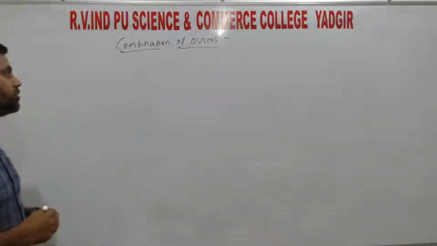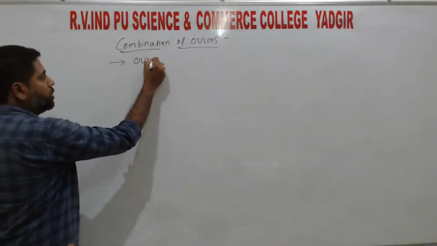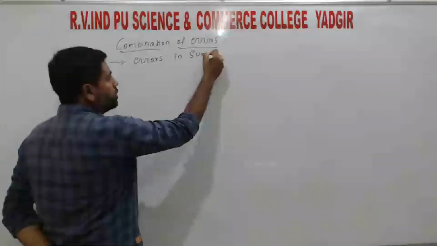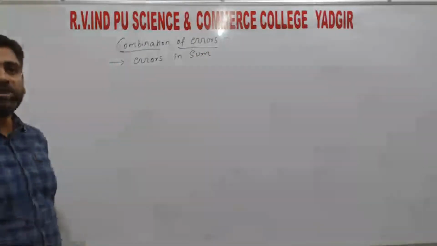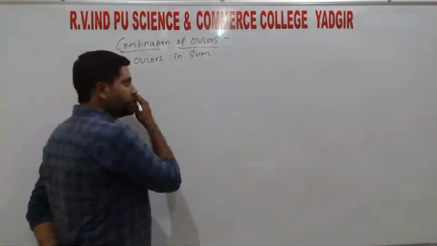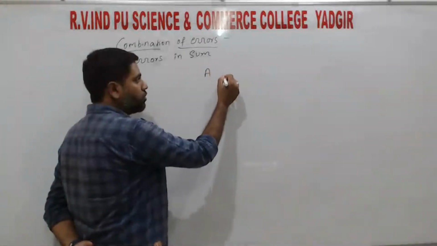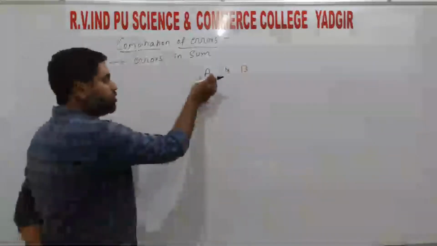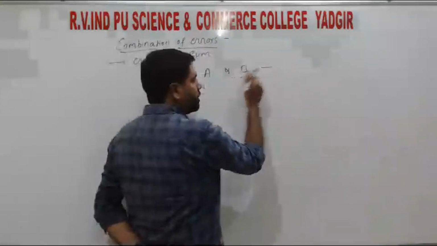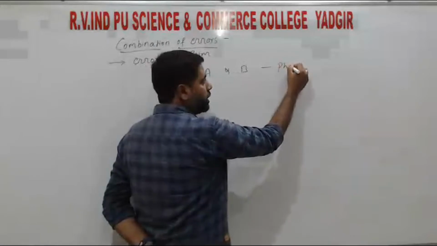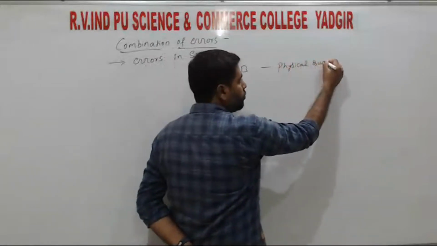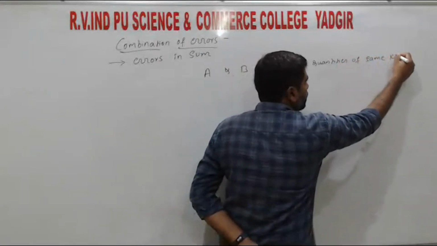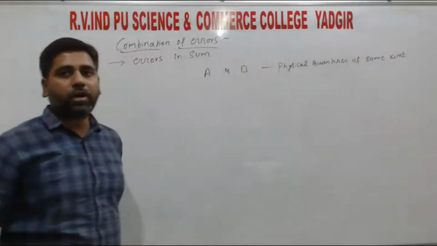That is, the first one is errors in sum, right? Sum means addition. So if we consider two physical quantities, one physical quantity is A and another physical quantity is B, right? These physical quantities are of the same kind. That means A and B are the physical quantities of the same kind, right? So both should be of the same kind.